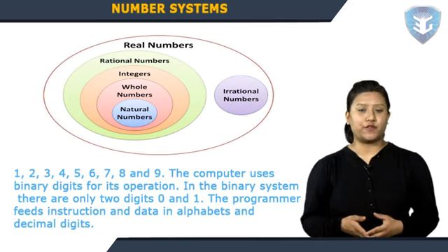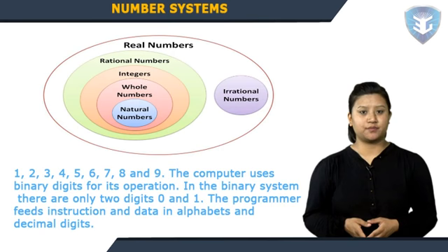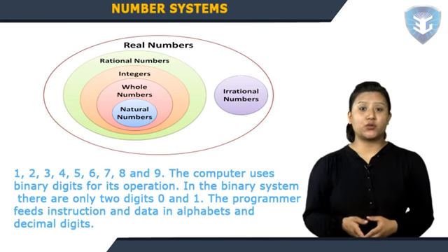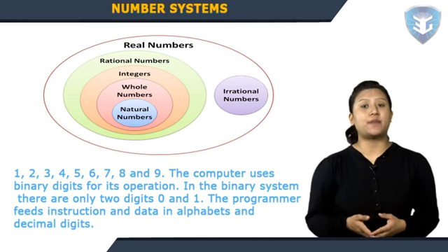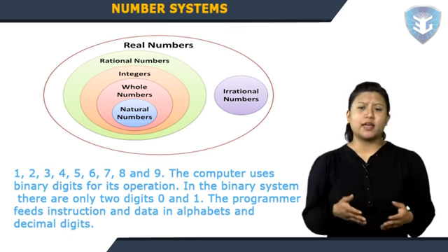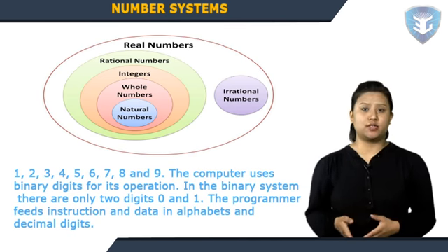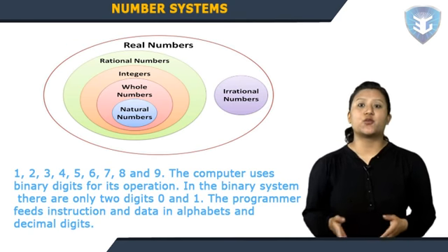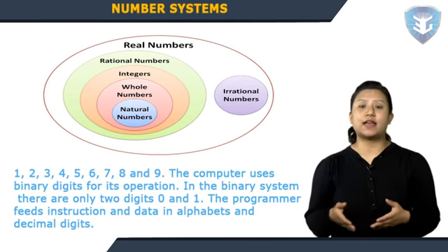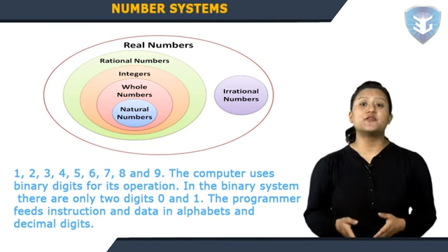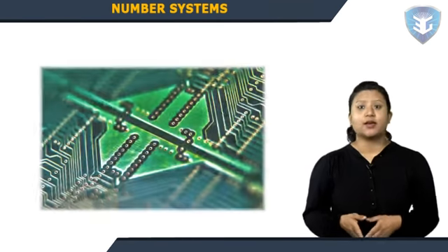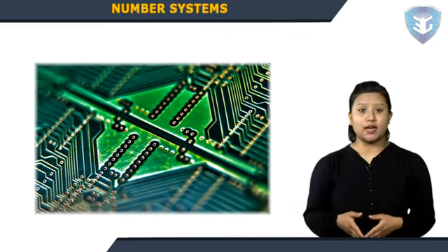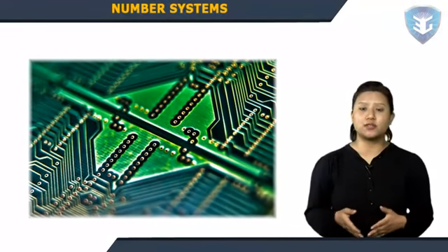Let's start with a brief introduction to number system. 1, 2, 3, 4, 5, 6, 7, 8 and 9. The computer uses binary digits for its operation. In the binary system there are only two digits, 0 and 1. The programmer feeds instruction and data in alphabets and decimal digits, but for the operation of the computer these are converted to binary bits. Computer circuitry is usually designed to process hexadecimal or octal number.